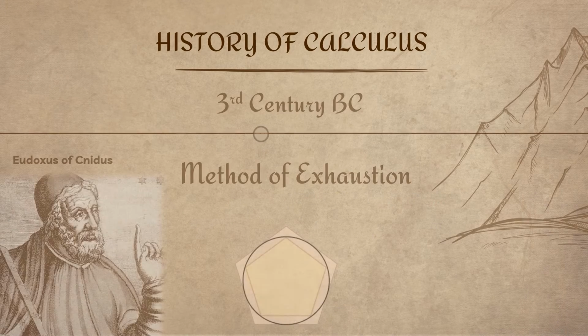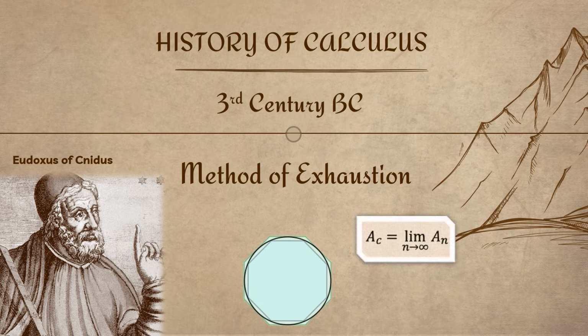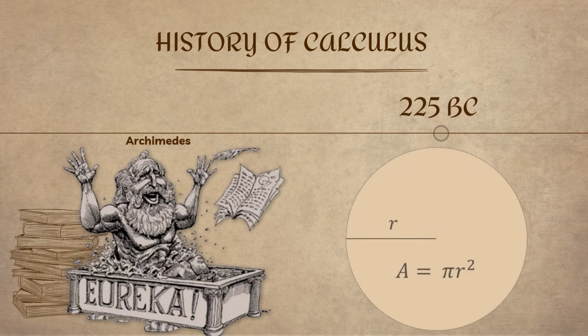Moving forward to the 3rd century BC, we have Eudoxus of Cnidus as our contributor of this time, as he proved the mathematical formula of pyramids and cones volume with the method of exhaustion. Later on, around 225 BC, Archimedes took this method to further steps to prove that the area of a circle is equal to pi r squared.